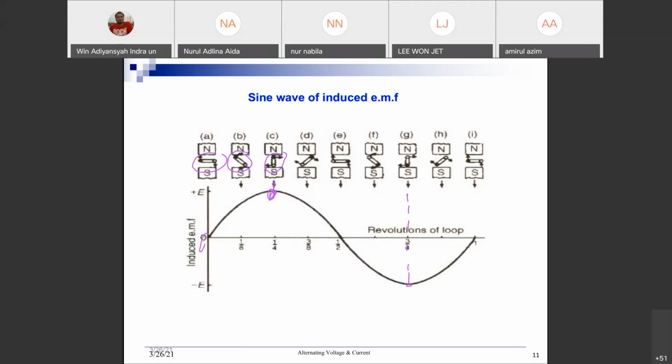If you compare this one and this one, look, they are almost the same. The difference is the pole. The pole is upside down. Look at the pole, the edge of the coil there, and this one. The pole is different, although the arrow is similar.